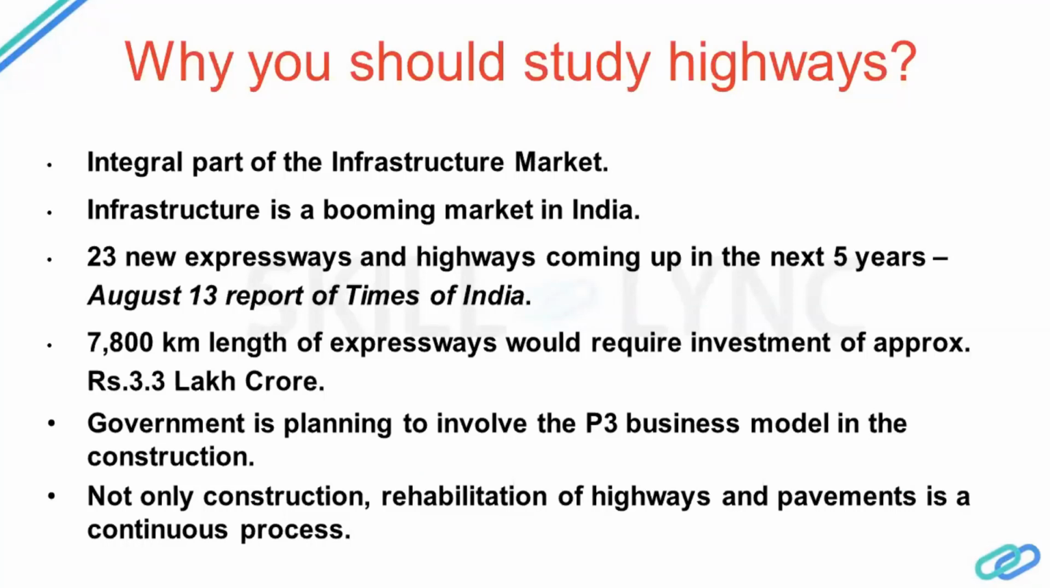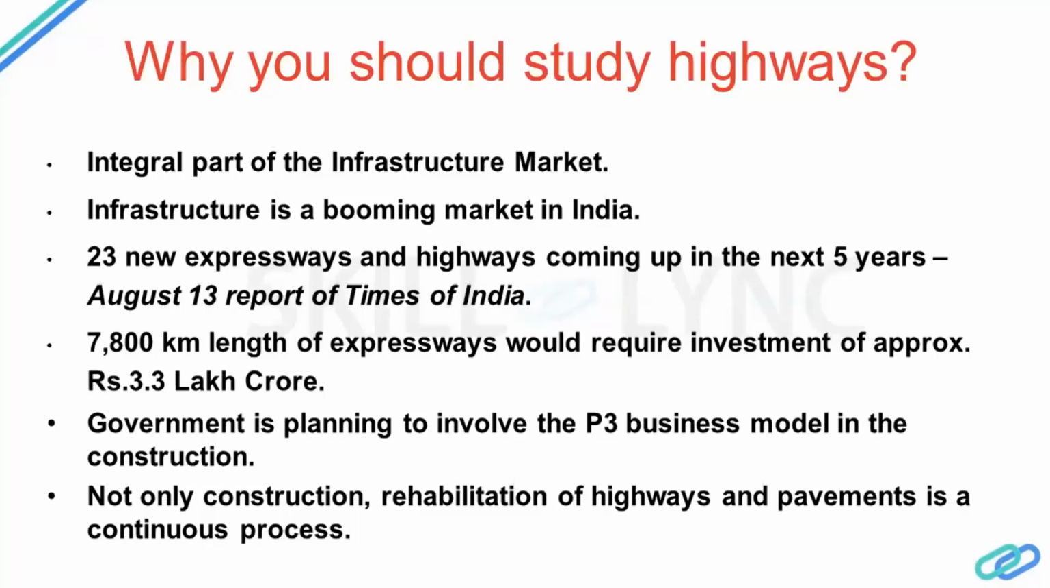So 7,800 kilometers in length needs to be constructed new, and the amount that the government has sanctioned, has kept aside for this, is rupees 3.3 lakh crore. So you can easily understand how big this industry is in itself and how many people this is going to employ. So we need to focus on that right now. In addition, the government is planning to involve the P3 business model in the construction. By P3, I mean public-private partnership. So we'll try to touch the basics of the P3 business model as well in the course.